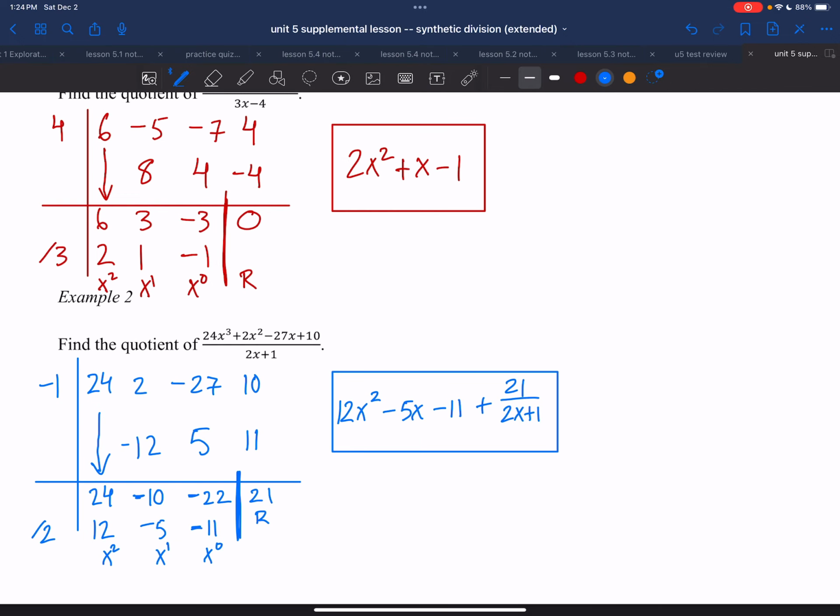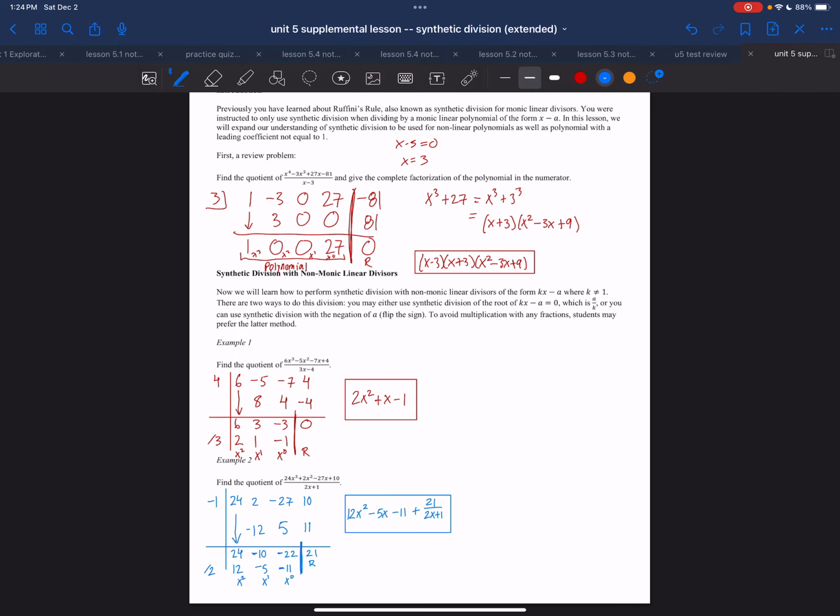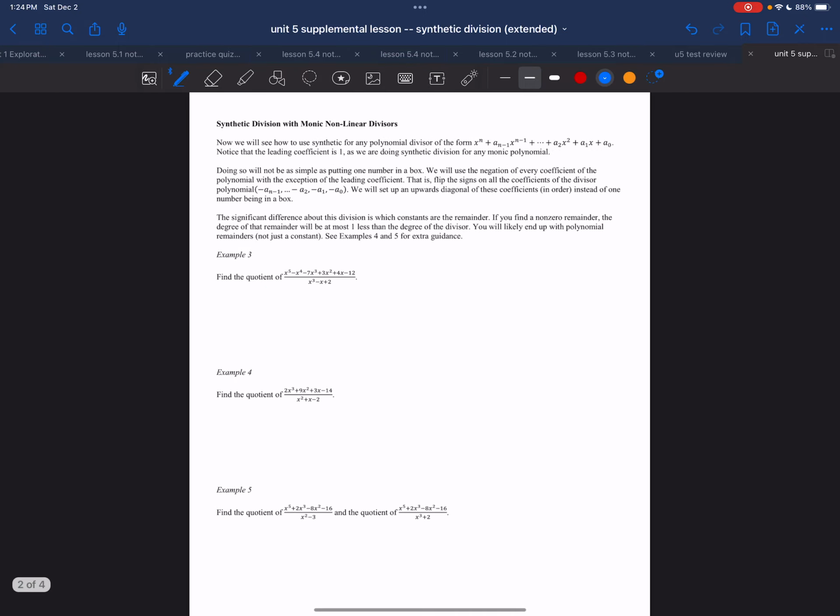So that's how to do synthetic division when it's not monic. Pretty simple, I think. Not too hard to follow. It's the same thing. You just divide it by the lead coefficient, and you're good. Okay. Now let's bump it up a notch.